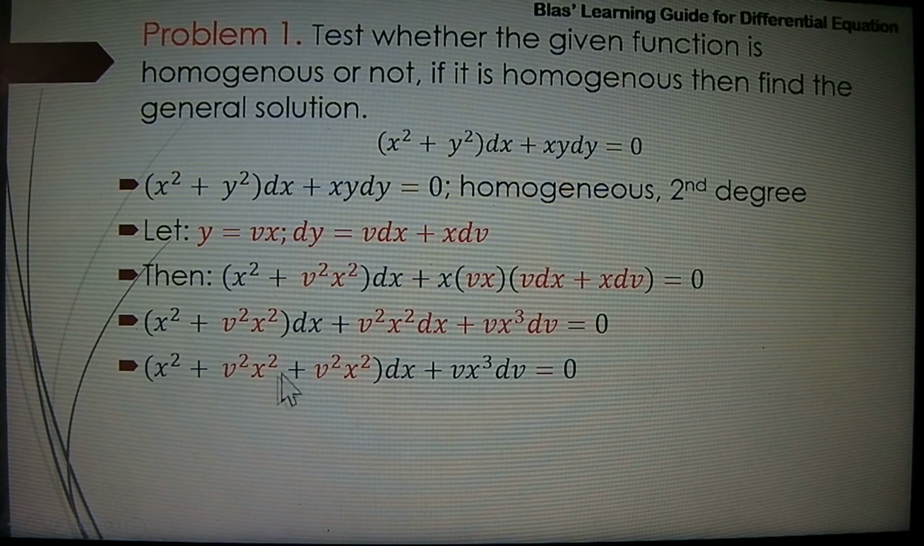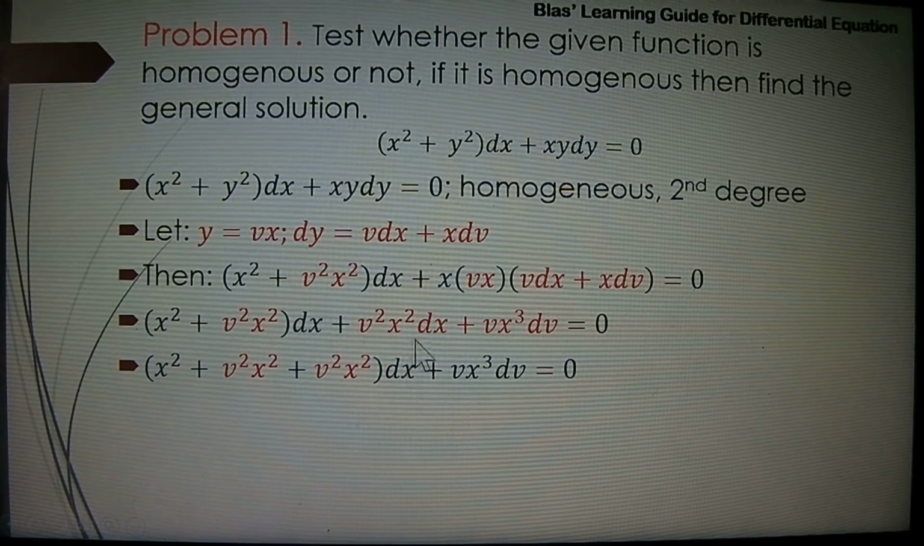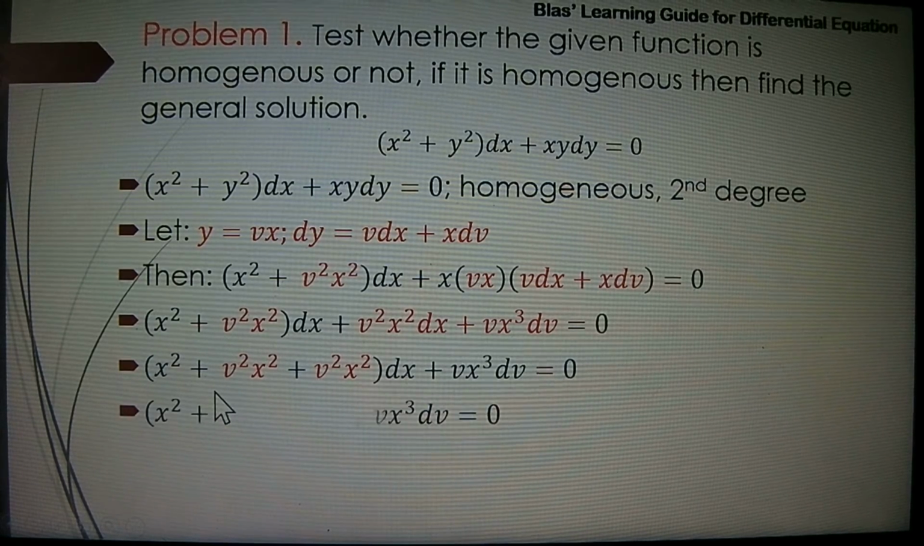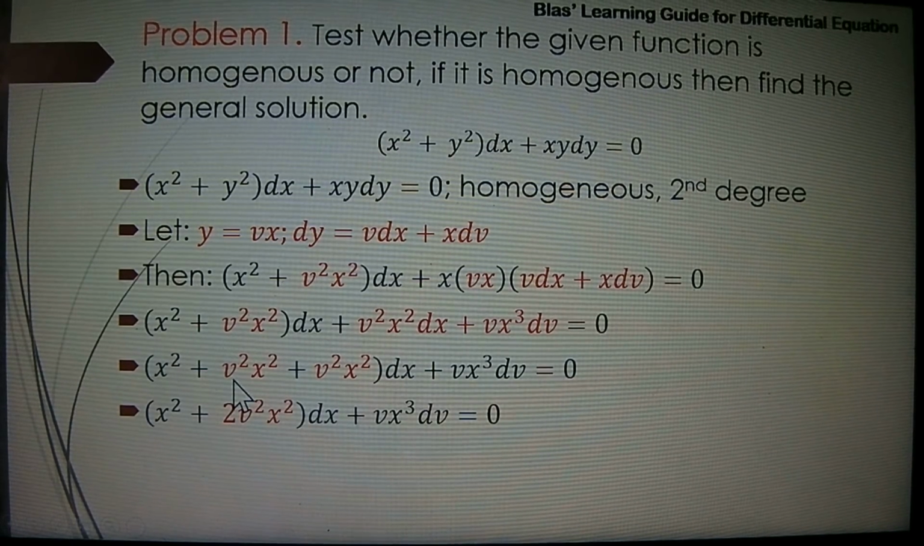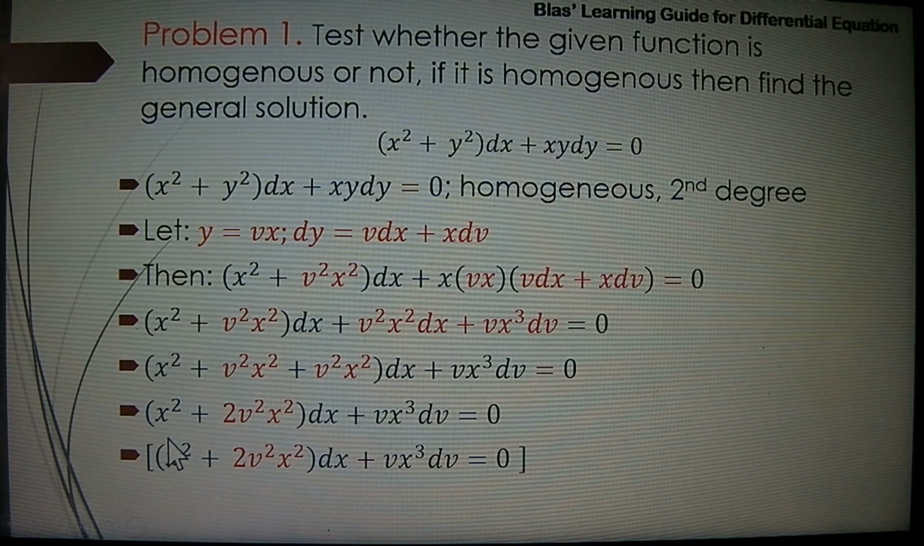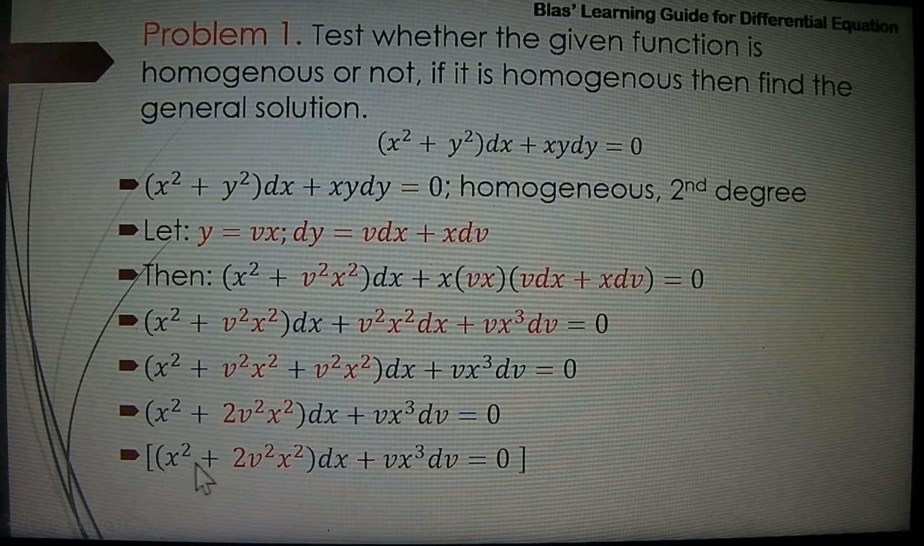So you have x squared and b squared x squared, they have the same differential dx. So therefore, we shall be adding them, and that becomes x squared plus b squared x squared plus b squared x squared, which equals 2b squared x squared dx plus bx cubed db. Then it becomes x squared times (1 plus 2b squared) dx plus bx cubed db.